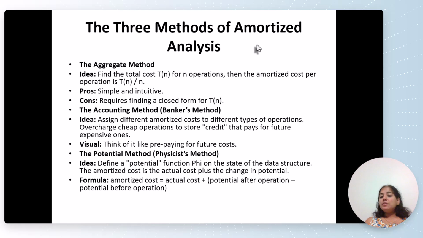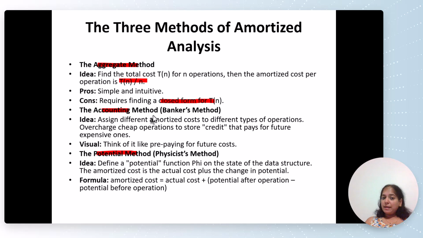Now, there are 3 methods of amortized analysis: the aggregate method, the accounting method, and the potential method. In the aggregate method, we find the total cost for n operations, and then the amortized cost per operation is Tn divided by n. So you need to find a closed form for Tn.